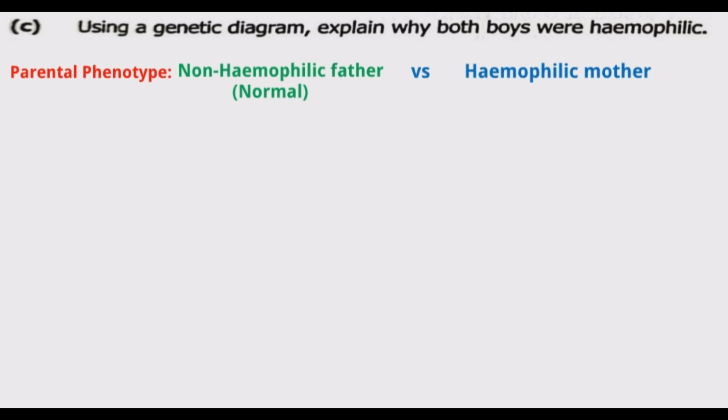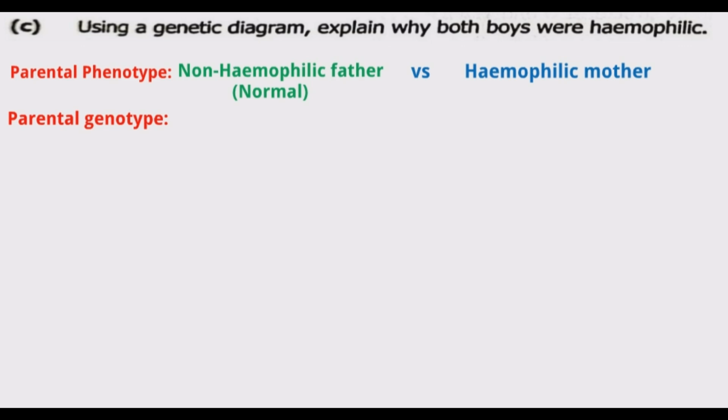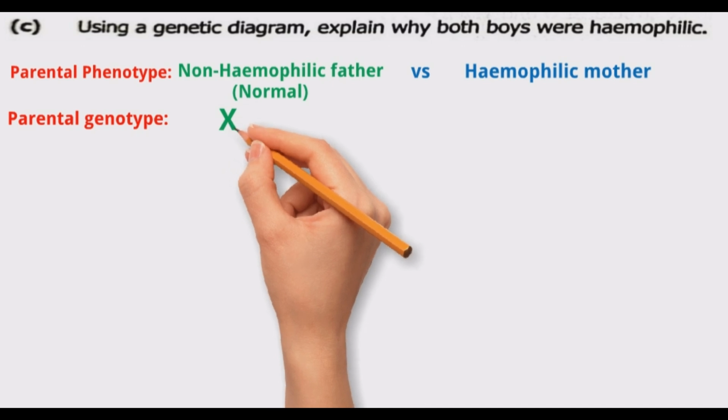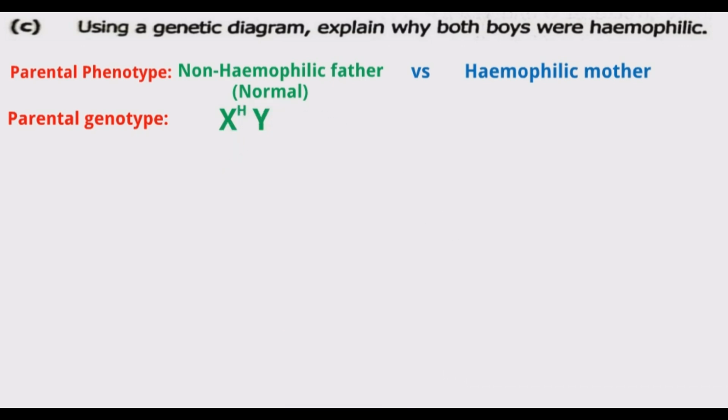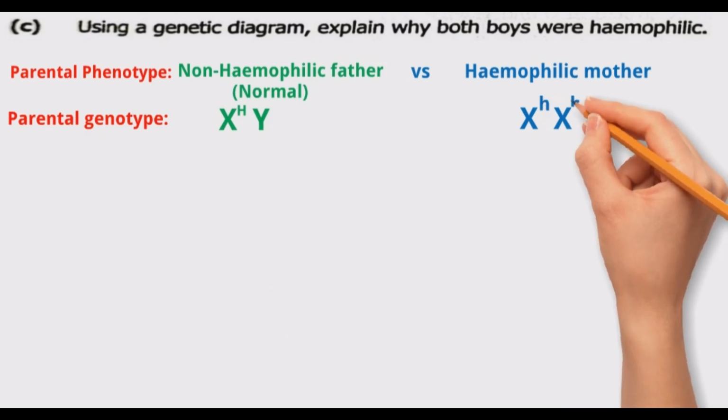Then we come to the parental genotype. Parental phenotype is features that you can visibly see. Parental genotype is things that you can't see, they are in genes. So the parental genotype is XHY for the father, and XhXh for the mother.